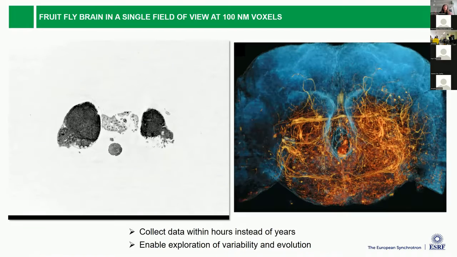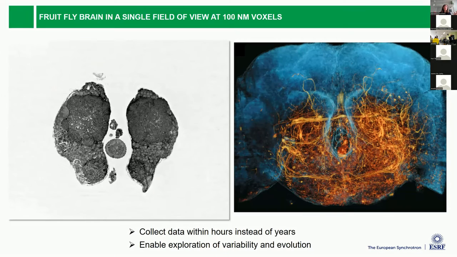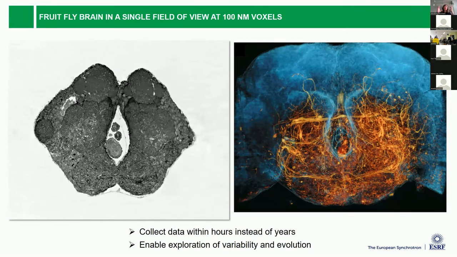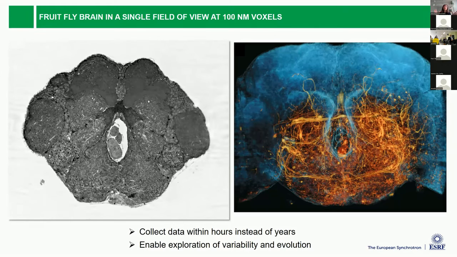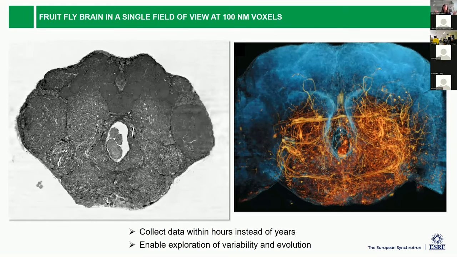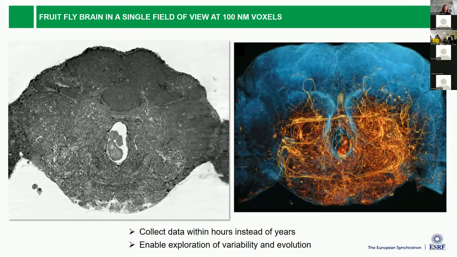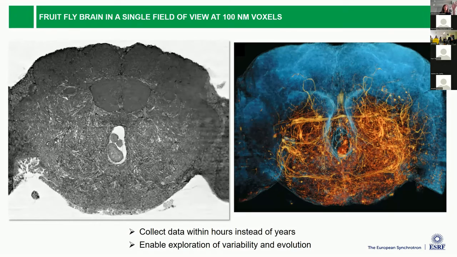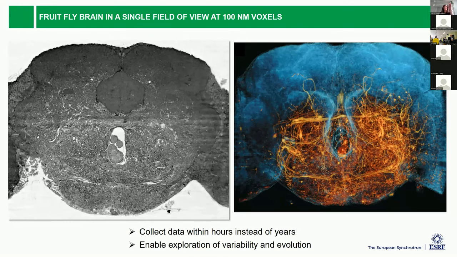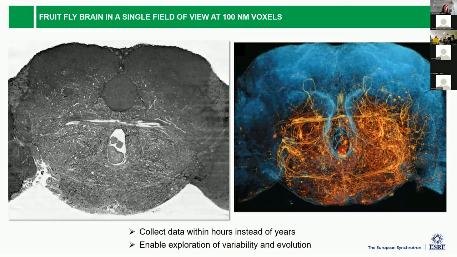So in this context, what is nice with the X-ray microscopy is that we can fit, for example, this fruit fly brain in one field of view. So in a couple of hours, you have an image of a full brain instead of a few years. Of course, you need to zoom in and achieve higher resolution to actually trace the neurites and the connections.